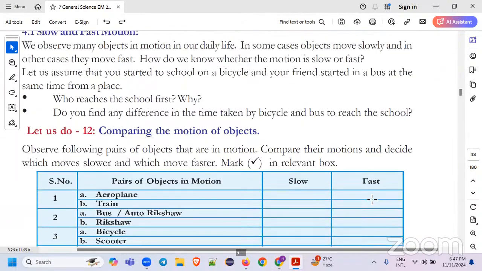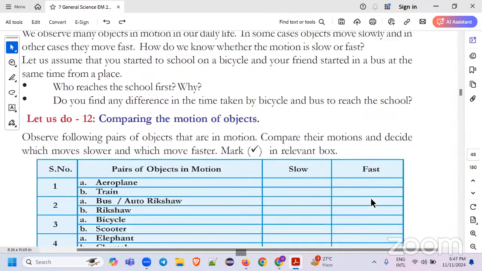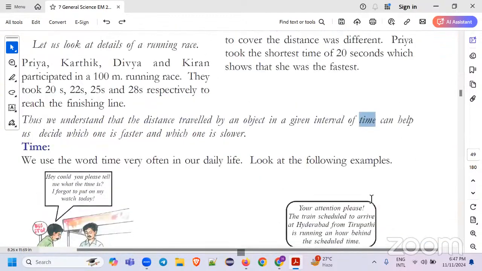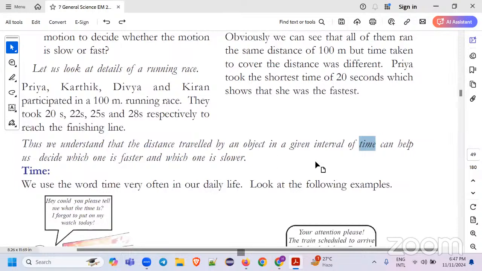What words are being used here? Compare. Slow motion car, fast motion. If it is covering less distance in more time, then we say it is slower. So slower and fast also are relative words.